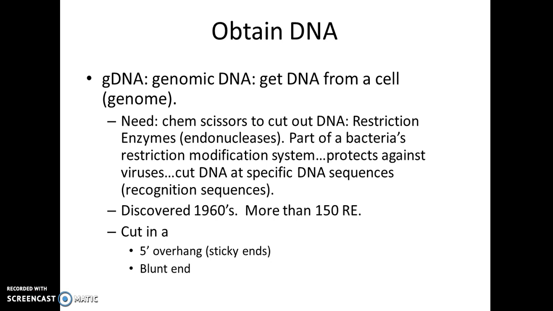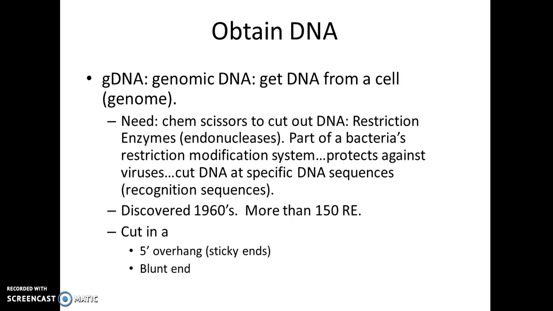So the first way that we can obtain DNA is called gDNA. G stands for genomic, so it's genomic DNA. What we do is cut the DNA from a cell's genome. In order to do that, we need chemical scissors to cut out the DNA, and those scissors are called restriction enzymes or restriction endonucleases. Those are synonymous.